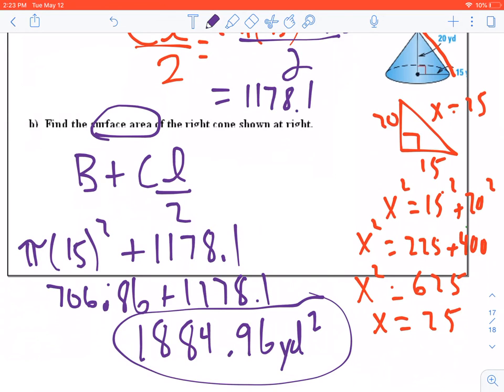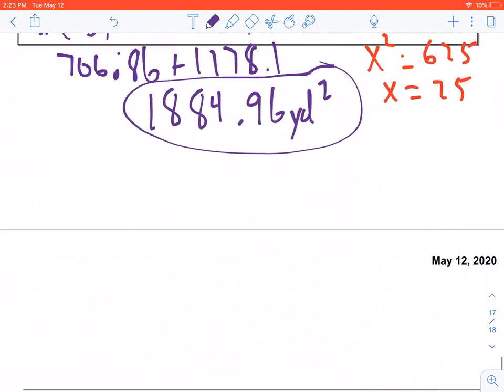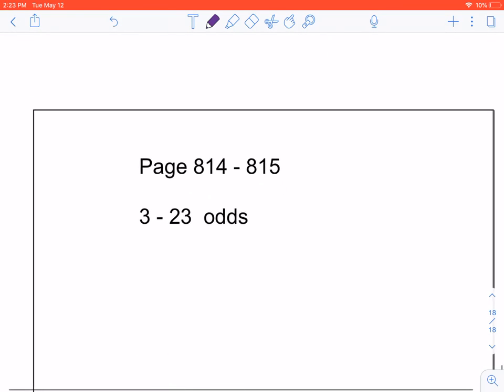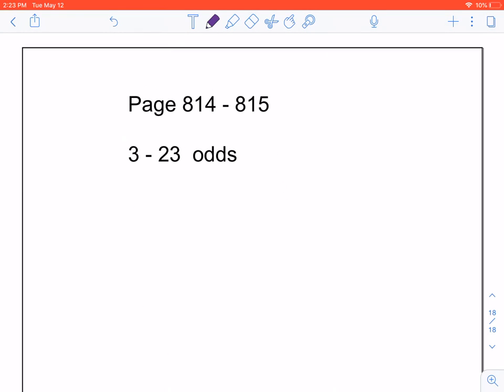Alright, that finishes up 12.3. If you have questions on surface area, please make sure you email me. Let me know. I'll go over anything you want. Next up will be volume that we'll get to here.